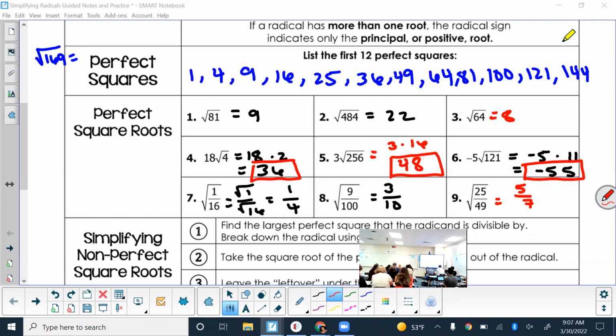Number 5, it's 3 times the square root of 256. Now that one's not on our list, so you would have to use Desmos or another calculator to find that. What's the square root of 256? And then it's 3 times 16, which is good. And then for number 9, it's a fraction. Take the square root of the top and bottom. That one should be 5/7. So good on that?